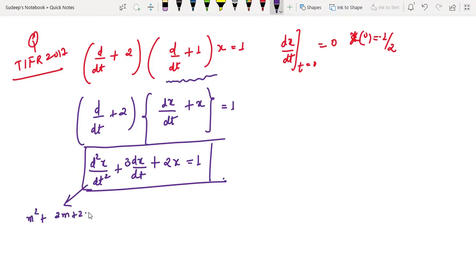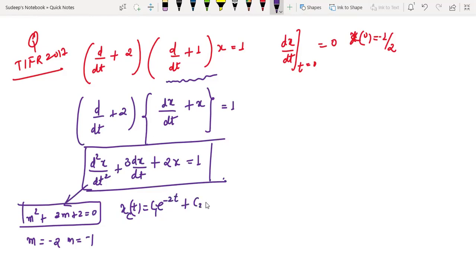3m plus 2 is equal to 0. This is your auxiliary equation. Oh, sorry, complementary function. You'll simply get m equal to minus 2, m equal to minus 1. So your solution will be x as a function of t. This is a complementary solution: c1 e raised to power minus 2t plus c2 e raised to power minus t. Is that fine to you? I think this is clear.